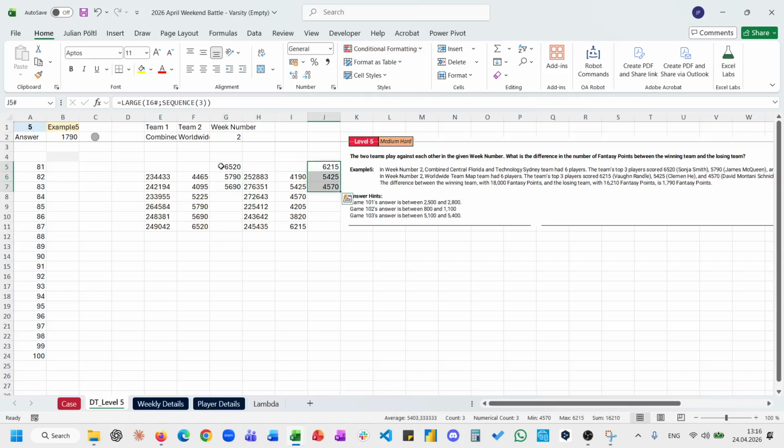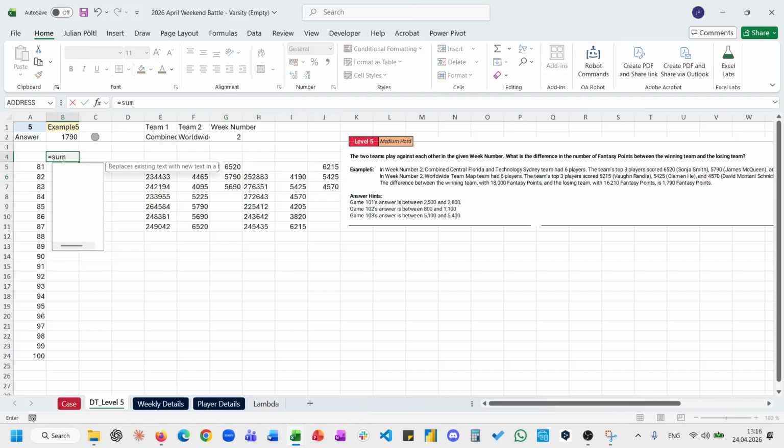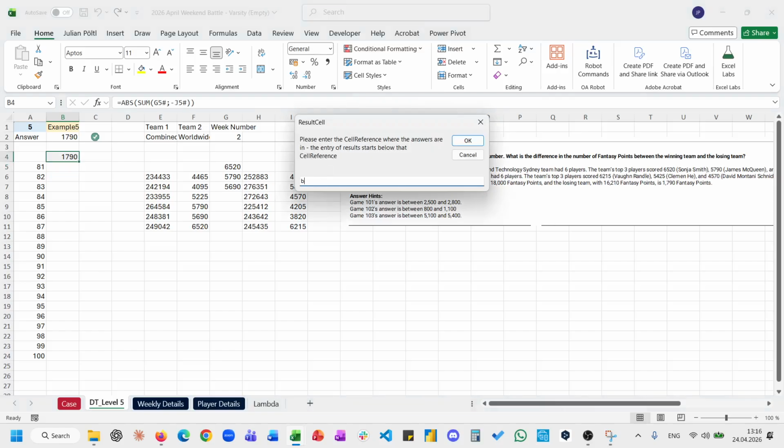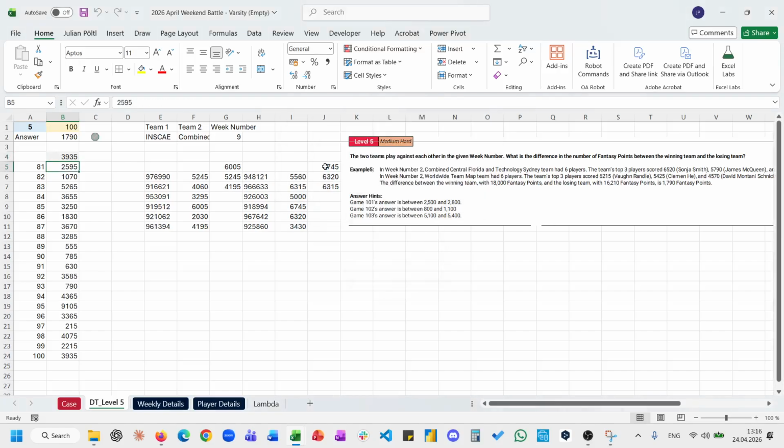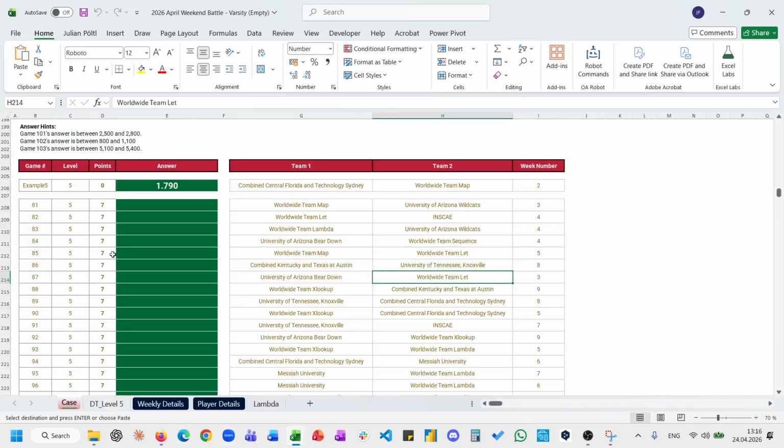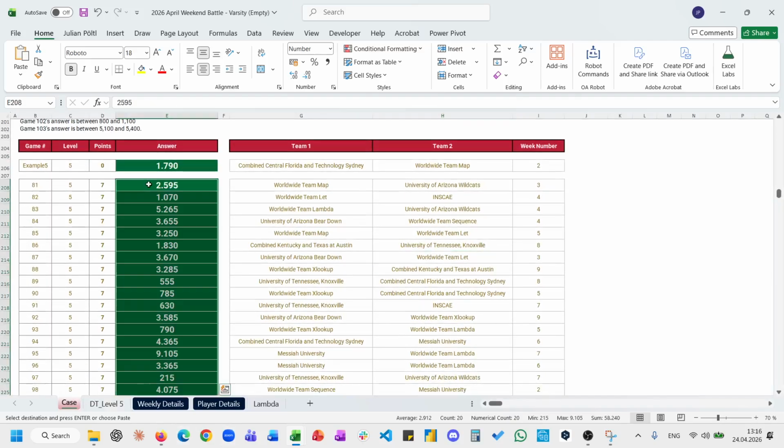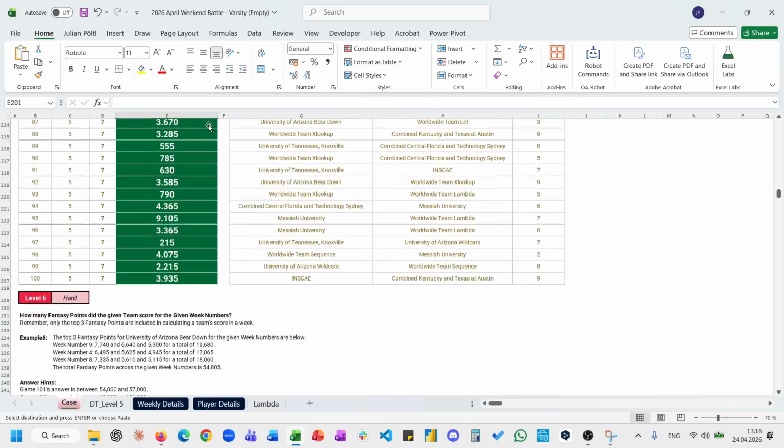$1,800 and 16. So, ABS of sum of here, these scores minus scores of here, matching, calculated. This took longer than expected. Medium to hard? I doubt this.